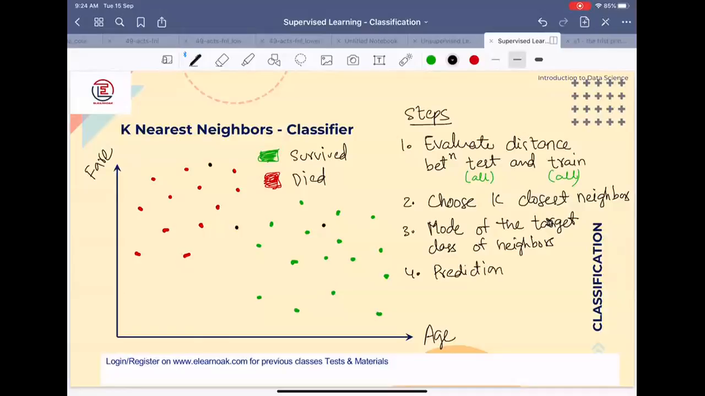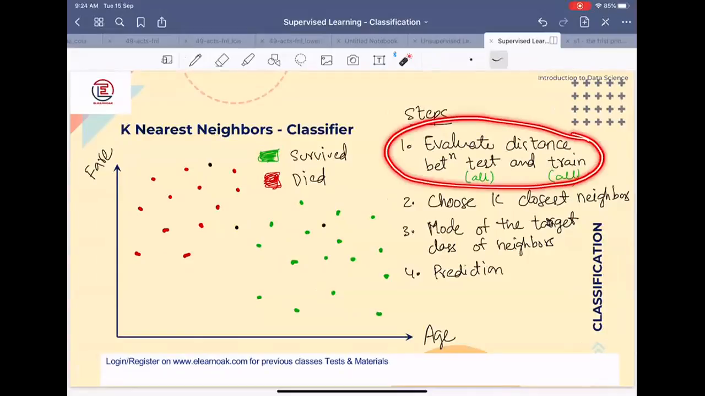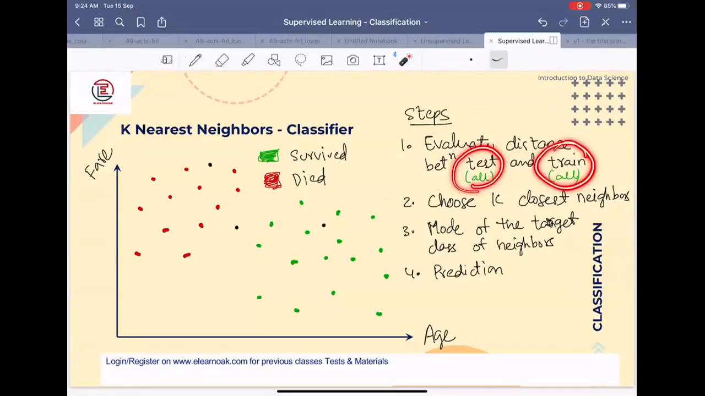So these are the steps that we will require to take for implementing KNN. Now that we know what the steps are, you see this first point: we have to evaluate the distance between all test points and all train points. Which basically means that if I am deploying this algorithm, once it is trained, on a mobile phone or a smartwatch, then for the test point, I will have to put all of my training data onto the mobile phone or the smartwatch.